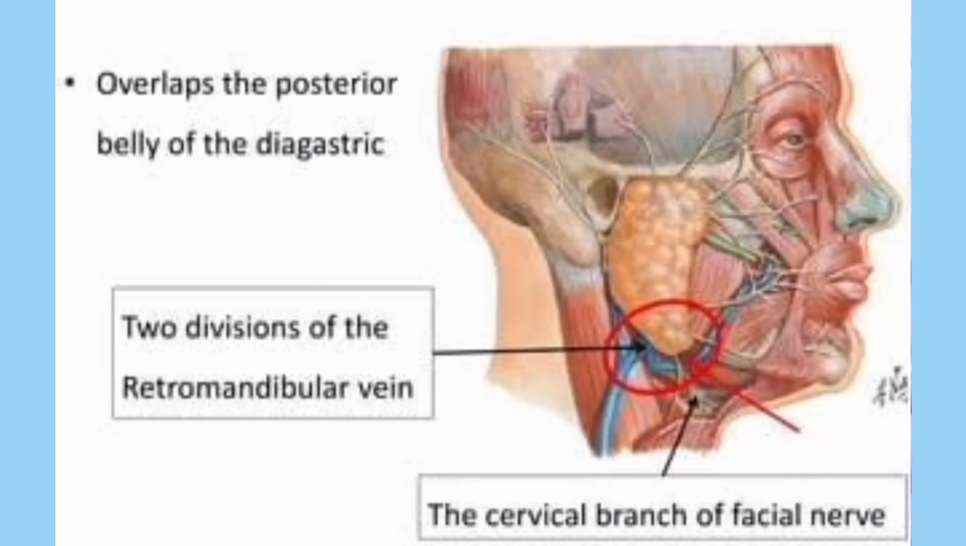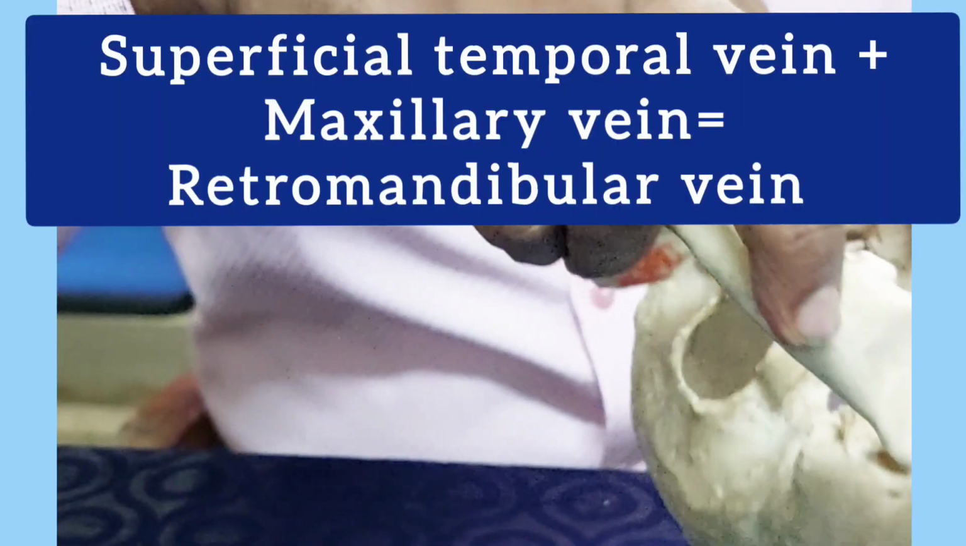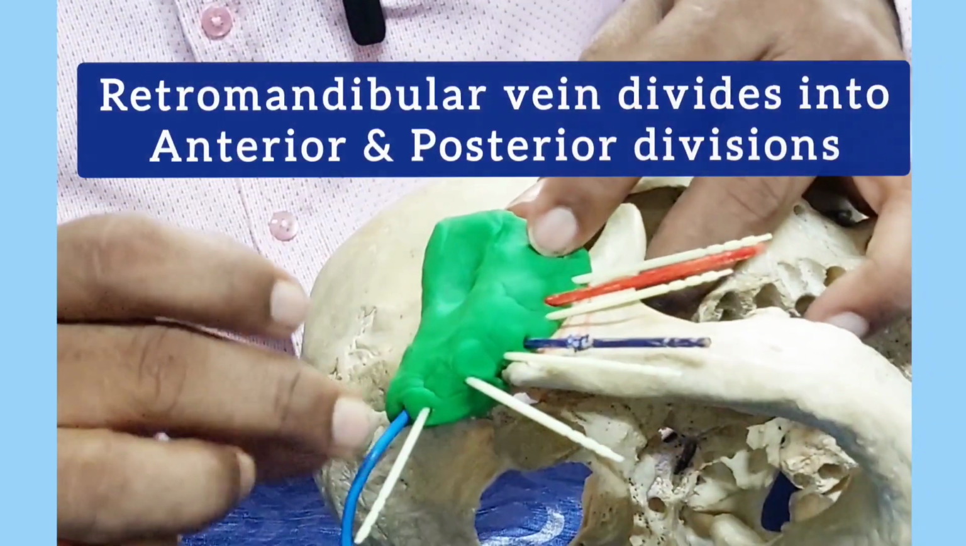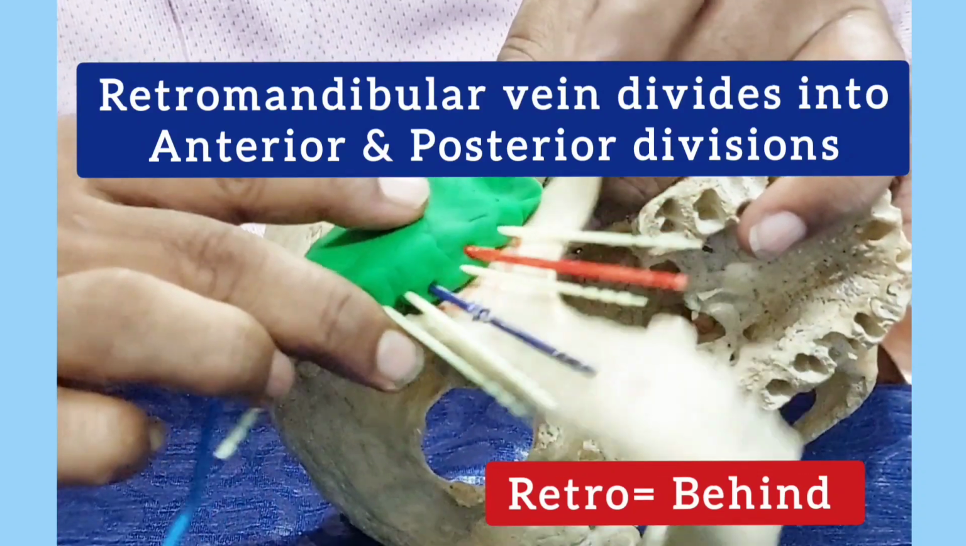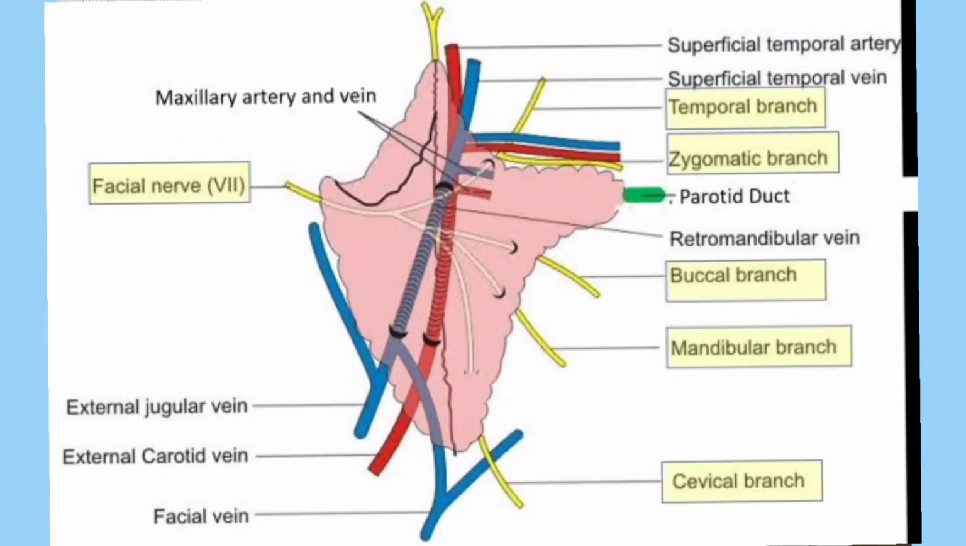Because here is the mandible. So it is like this. This vein is behind the mandible, so they call it the retromandibular vein. So the retromandibular vein is a vein that comes out through the apex of the parotid gland, then divides into two branches, anterior division and posterior division.